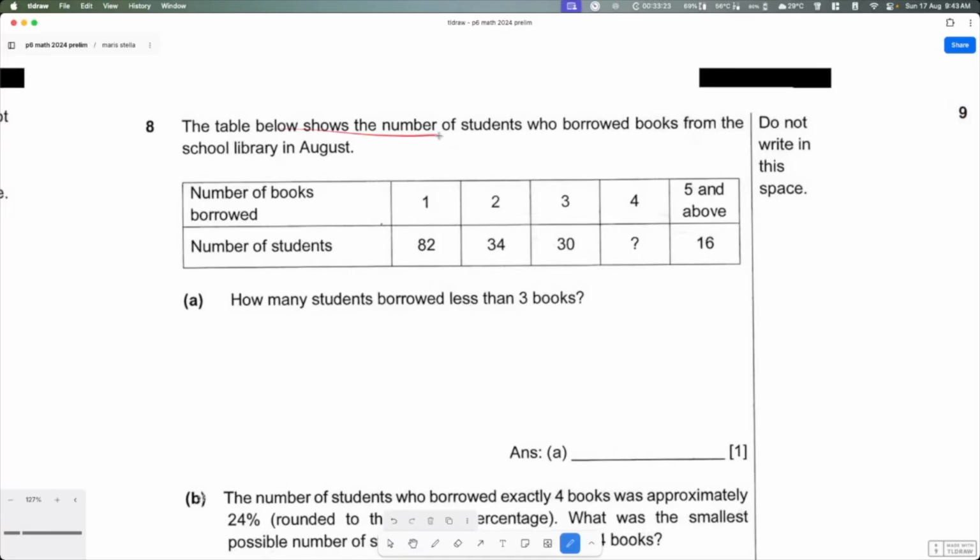The table below shows the number of students who borrowed books from the school library in August. So part A, how many students borrowed less than 3 books? Okay, so that means this is 1 and 2.